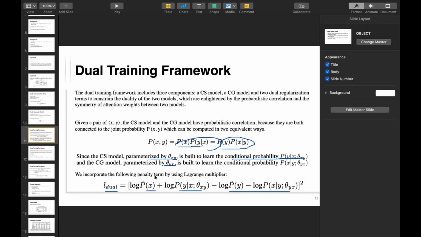May I ask, can you share an example of a Lagrange multiplier? Later I will. Yeah. So the key insight here is the formula: P(x) times P(y|x) equals P(y) times P(x|y). By this, if we train the two models, there is supposed to be such an equation here.